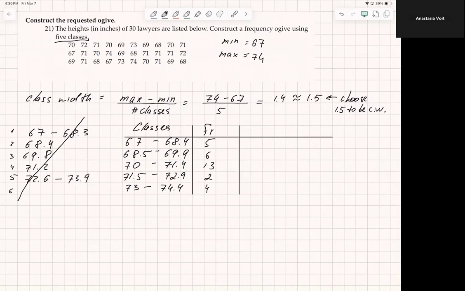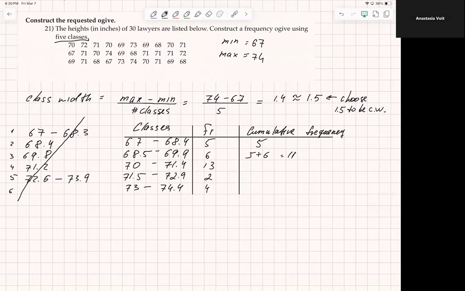Now from here, we can calculate cumulative frequency. So remember, we just add the previous classes to the current class. Since we start with the first class, we have no previous classes before. So this is where we start. We have 5. Now for the second row, we have the current class together with the previous class. So we have 5 plus 6, which is 11.